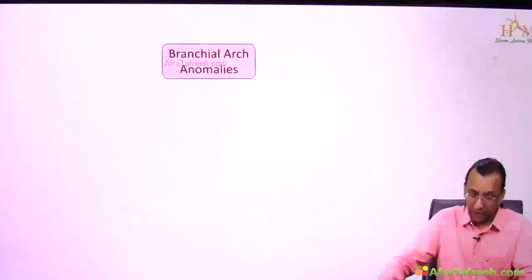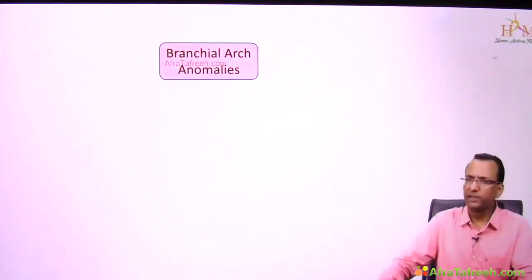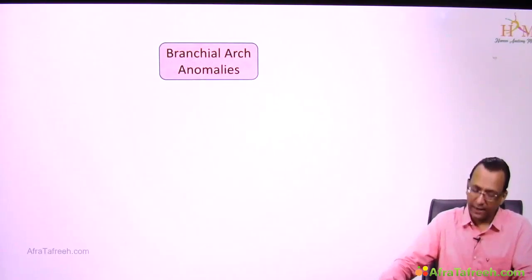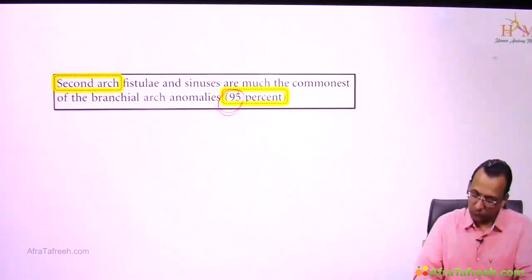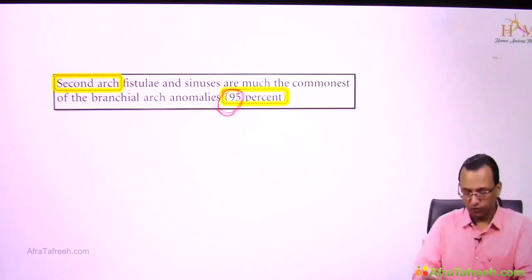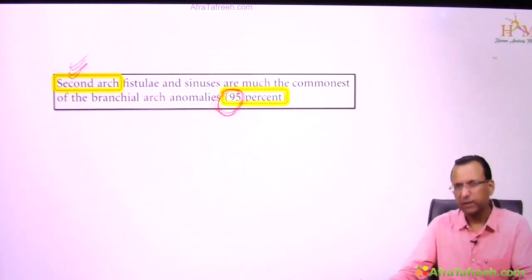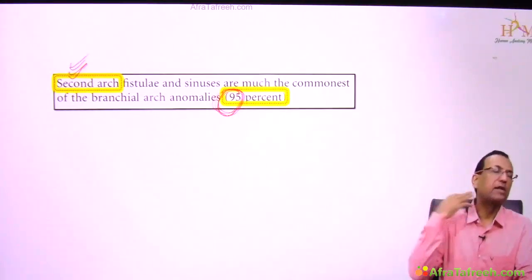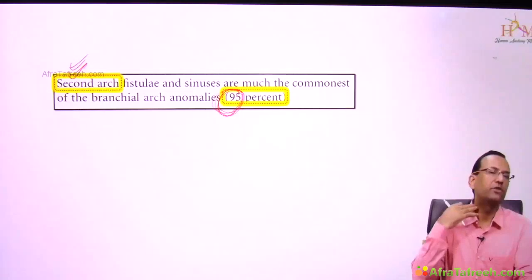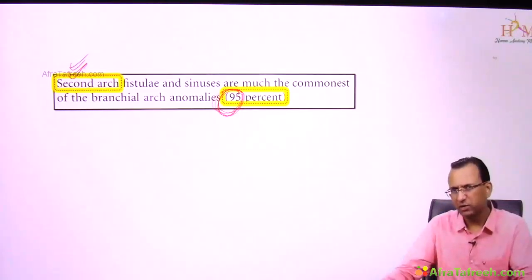Okay then. Let us discuss some branchial arch anomalies. A diagram is there, but before that you should know that 95% of the branchial arch anomalies are from the second arch. So mostly second arch. Like what? There can be branchial cyst, branchial sinus, branchial fistula.